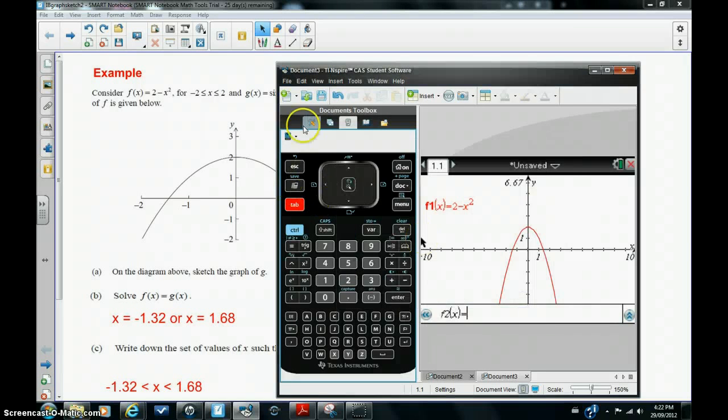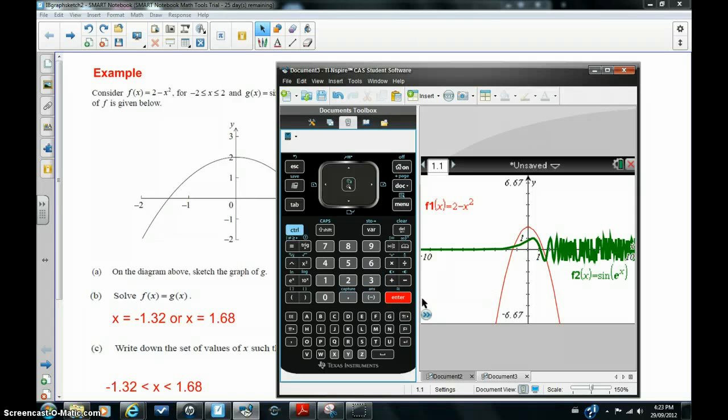So let's keep this in radian mode and not degrees, and I'm now going to enter the graph of sine e to the x. Brackets are quite important. I'll hit the e to the x button and press enter. And there it is, that green graph. Now it's all a bit cramped, so I'm going to adjust the scale.